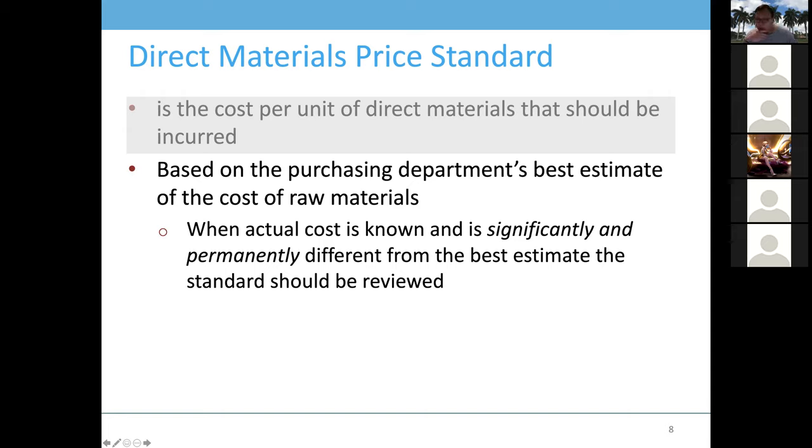If you know the actual cost, and it's significantly and permanently different from the best estimate, you better review that standard cost for the materials. If it's just a temporary difference... People say the inflation we are experiencing now is only temporary because of the logistic difficulties due to COVID. Other people think maybe it's permanent, maybe it's just because of all this money we are giving out to people for free.